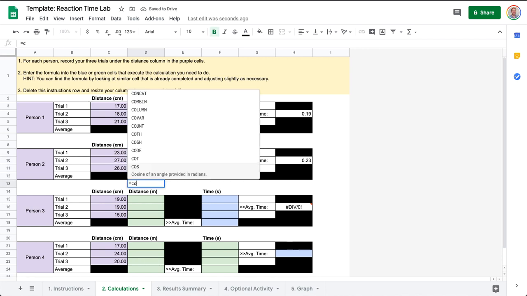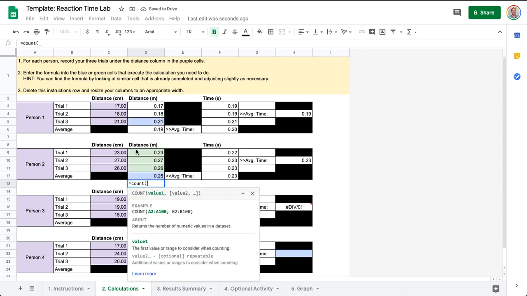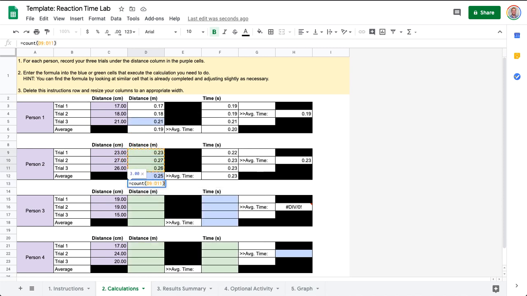If I do count and then select these, it's going to tell me that the count is 3 because there are 3 values. So, alright, looks like person 2 is done. It went ahead and automatically converted each of those distances into times and calculated the average time. So now we're ready to move on to person 3.